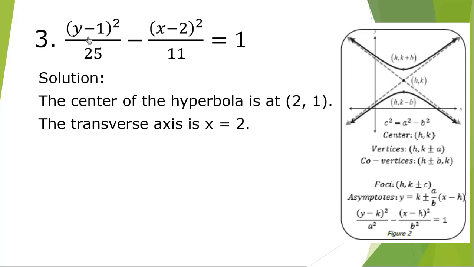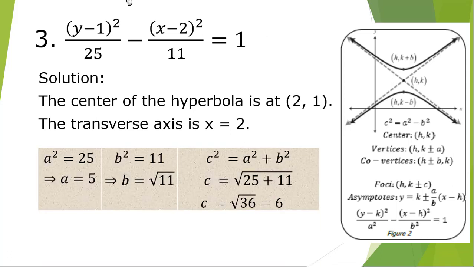So number 3, we have y minus 1 quantity squared all over 25 minus x minus 2 quantity squared all over 11 equals 1. Now the center of this hyperbola is at our h is 2 and our k is 1. So it's at 2, 1. Here, the transverse axis is x equals 2. So this is the center, just imagine it is the center, and the point coordinate is 2, 1. And this vertical line is the transverse axis, having the equation x equals 2.